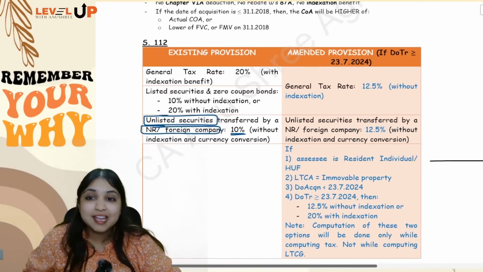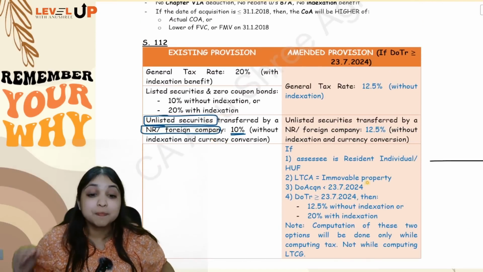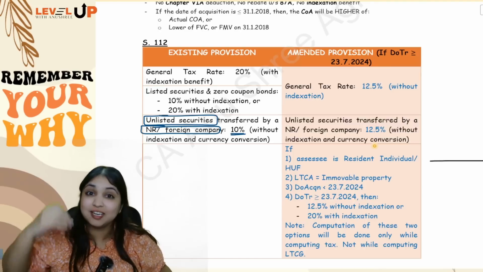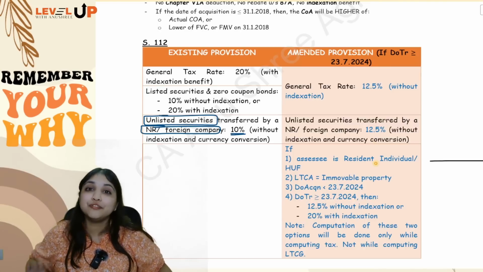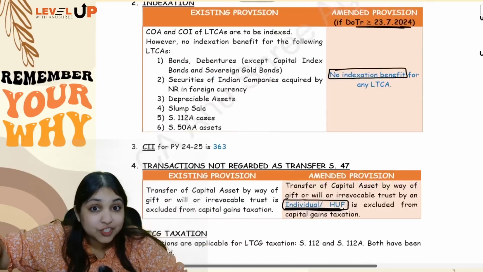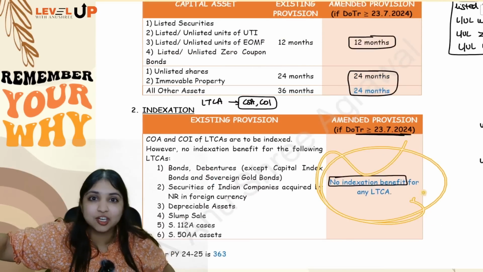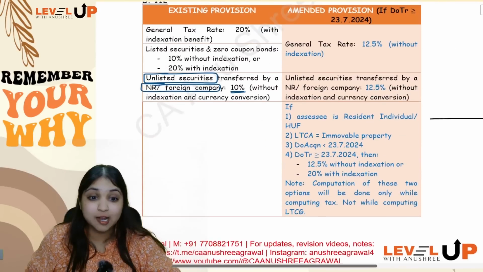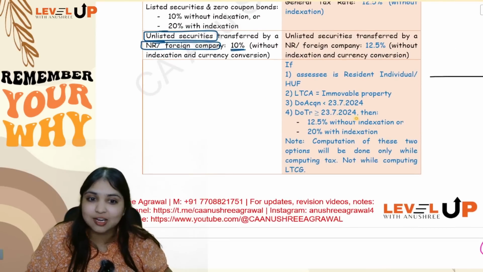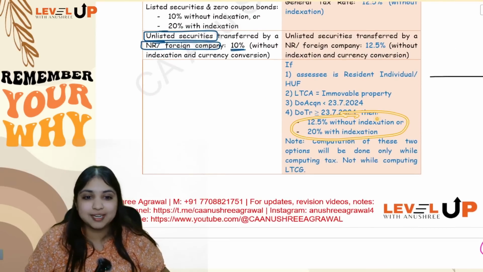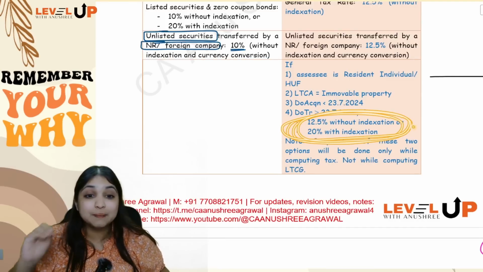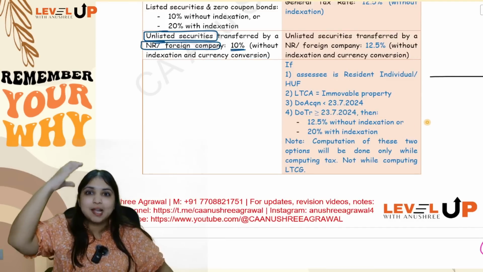Same way, even in section 112, the LTCG number without indexation, that only will form part of total income, because the provision is no more indexation. So LTCG without indexation only will form part of the total income. All this calculation of 12.5% without indexation, 20% with indexation, all this will be discussed only while computing tax.